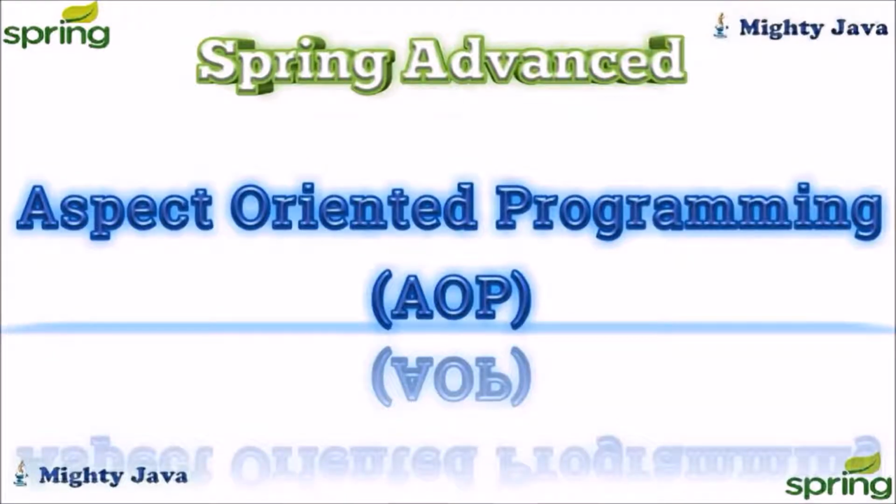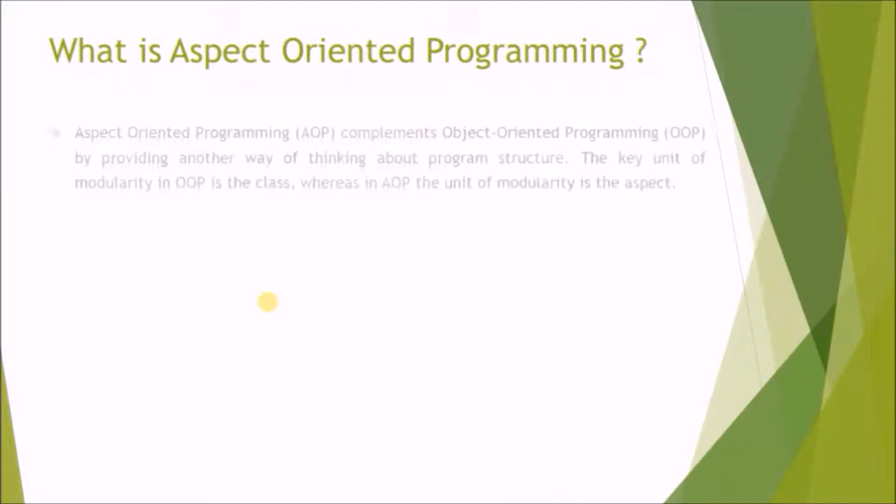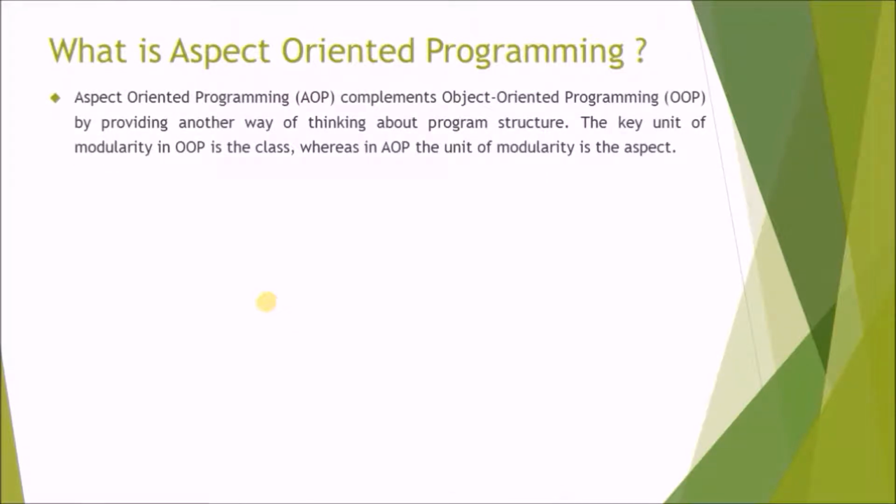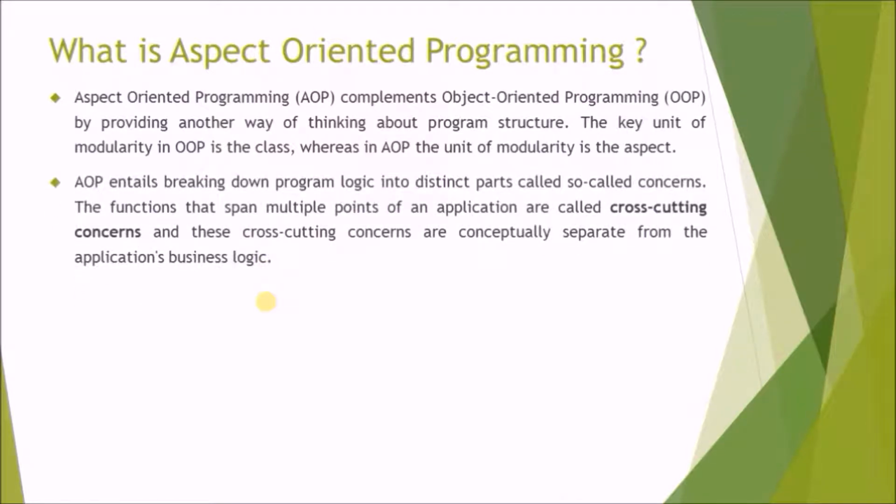In this video, we will see what is aspect-oriented programming. Aspect-oriented programming, AOP, complements object-oriented programming, OOP, by providing another way of thinking about program structure. The key unit of modularity in OOP is the class, whereas in AOP the unit of modularity is the aspect. AOP entails breaking down program logic into distinct parts called so-called concerns. The functions that span multiple points of an application are called cross-cutting concerns, and these cross-cutting concerns are conceptually separate from the application's business logic.